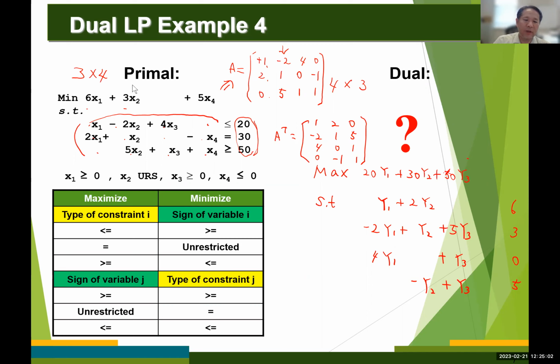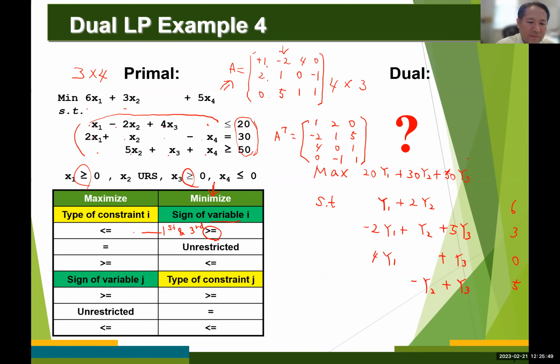Because the given primal LP is the minimization problem, we need to start by looking at the minimization column in this conversion table. We notice that the first variable and the third variable in the primal system have a greater than or equal sign. So in the minimization problem, the first and third variables have greater than or equal signs, right? This one.